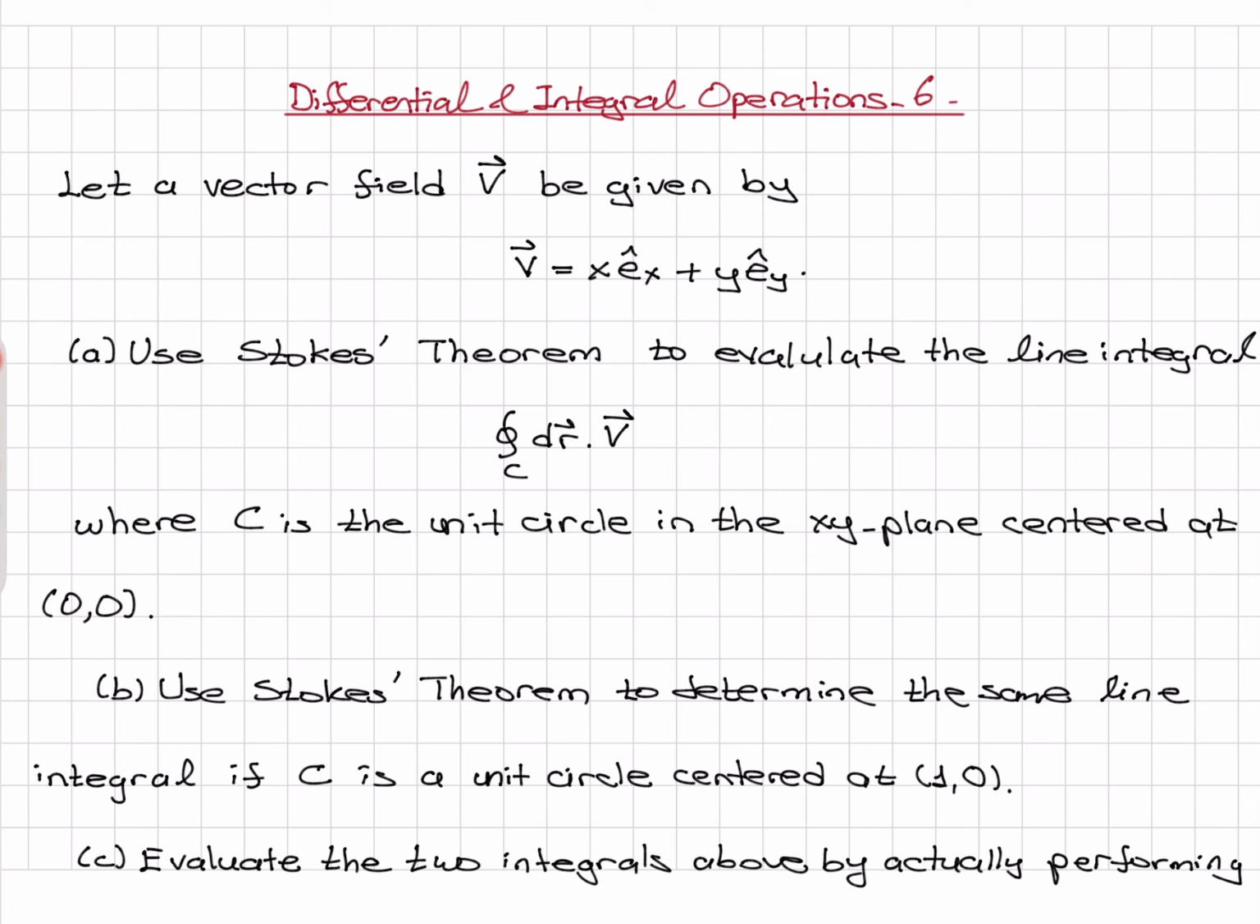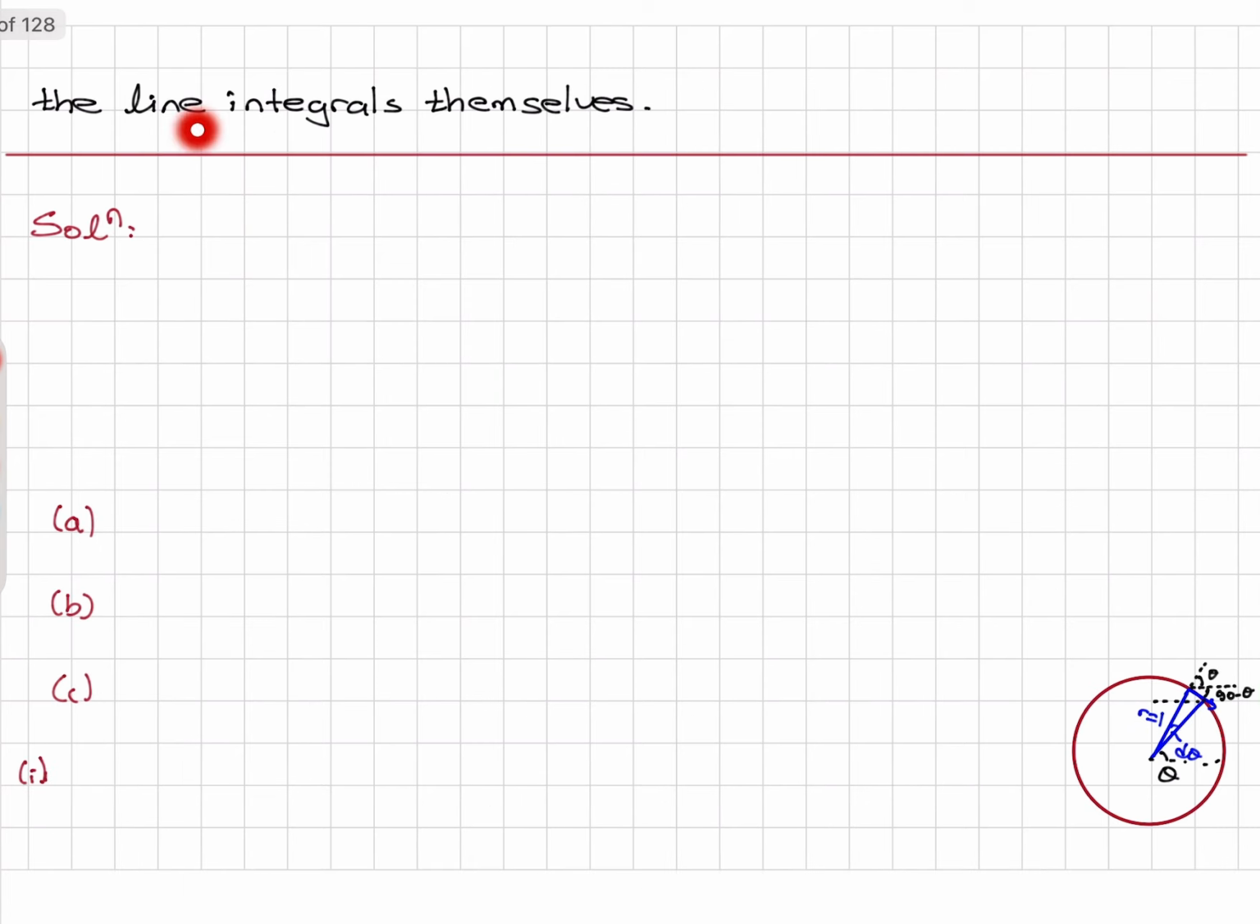In part B, C is a unit circle centered at 1, 0. And in part C, evaluate the two integrals above by actually performing the line integrals themselves.